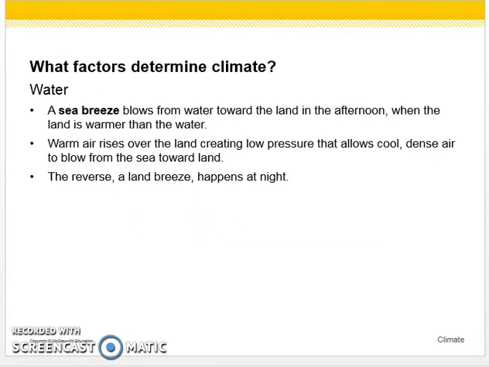A sea breeze blows from water toward the land in the afternoon when the land is warmer than the water. That causes warm air to rise over the land, creating low pressure that allows cool, dense air to blow from the sea toward land. The reverse is called a land breeze, and that happens at night.